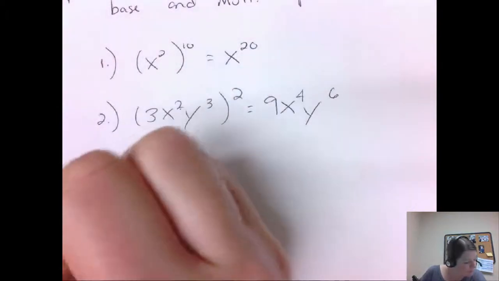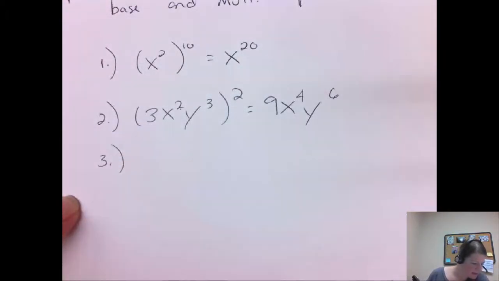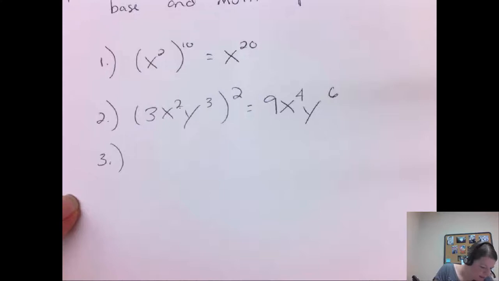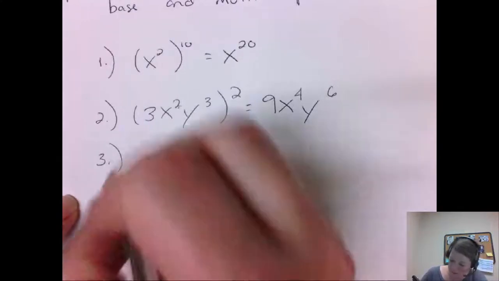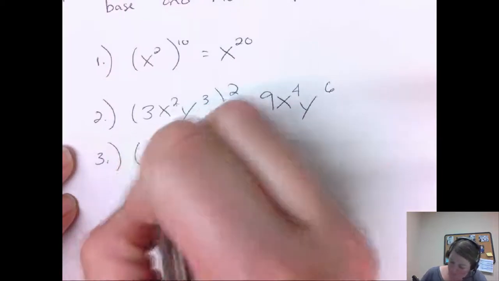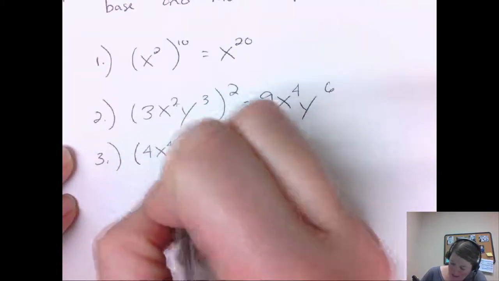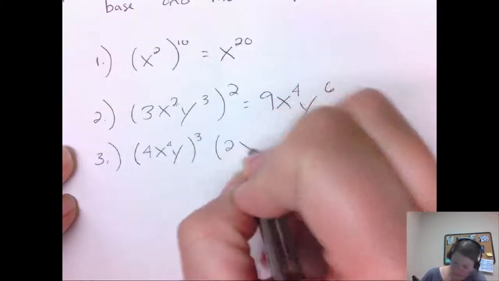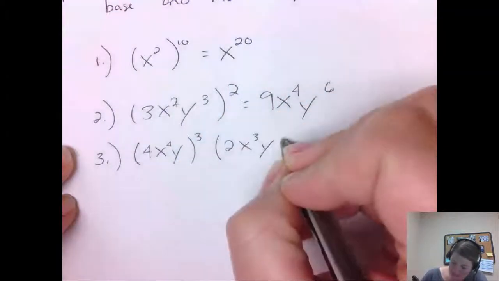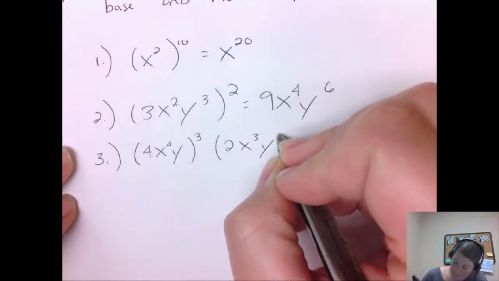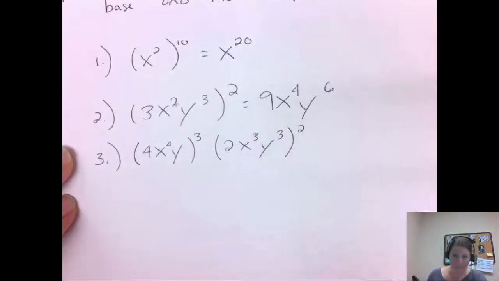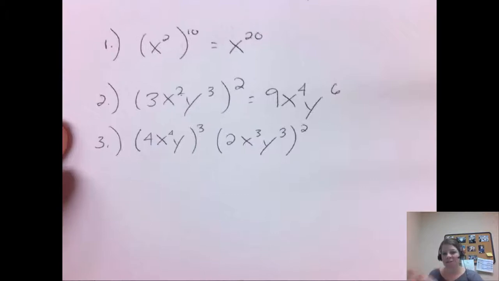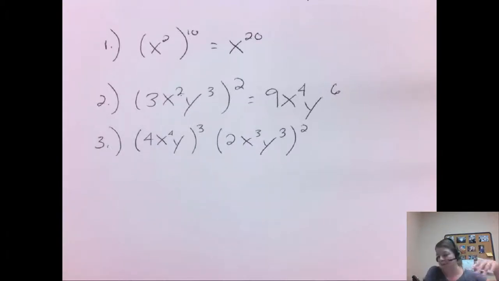Let's look at another one. They had some that got a little harder. Here's one that gets a little harder. So 4x to the 4th, y, all to the 3rd power, and then we're going to multiply that by 2x to the 3rd, y to the 3rd, squared. Okay, so let's do one that mixes the last rule we had looked at in the video before, which was multiplying, excuse me, exponents.